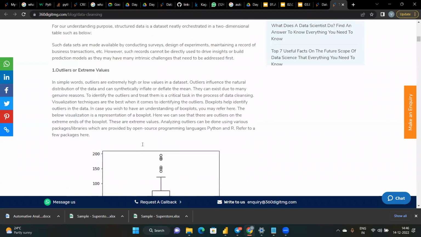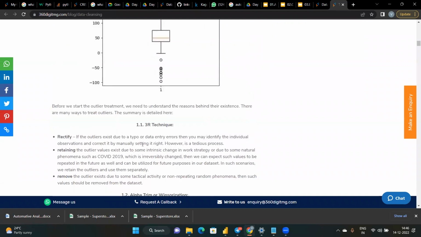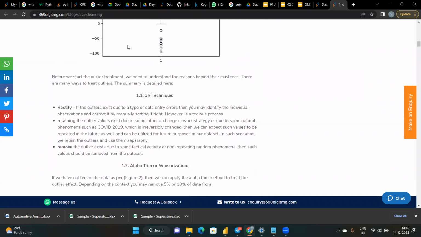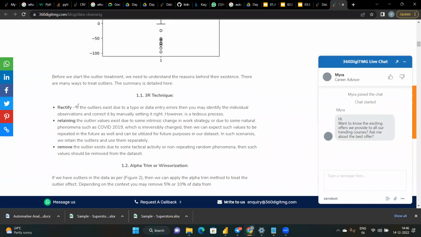We have 3R techniques, guys: rectify, retain, and remove. So what is rectify? Yesterday I just gave you the introduction. Rectify: if an outlier exists due to a typo or data entry errors, then you may identify the individual observations and correct it by manually setting it right.